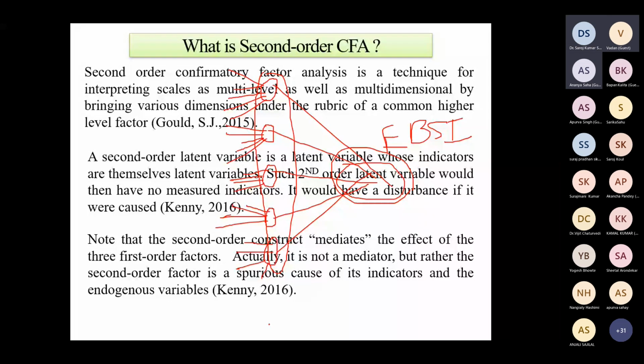So this is what is called second order CFA. Till now I was discussing first order CFA. Now you should understand the second order CFA. I have already sent this PPT to the organizer. The organizer might have shared it with you.